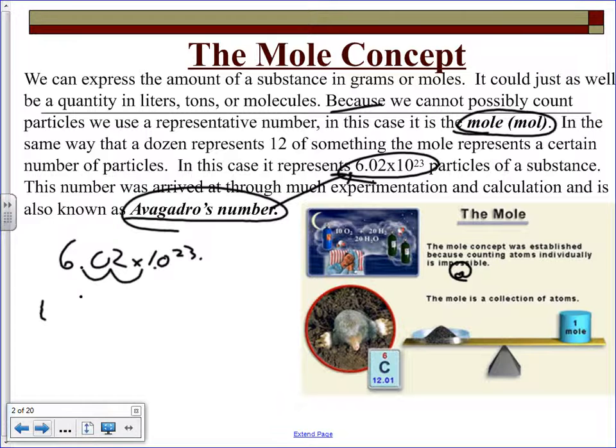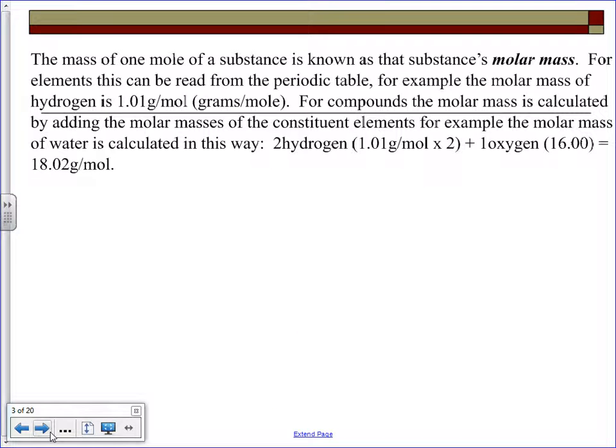Okay. So the mass of 1 mole of a substance is known as that substance's molar mass. That's an important thing to know. Molar mass is the mass of 1 mole of a substance. Now, if it's an atom or an element, that's pretty easy to figure out. We can just get it off the periodic table. But if it's a compound, we have to do a little bit more work. It's not hard work, we just have to do a little bit more.